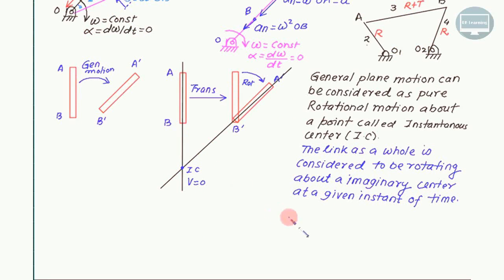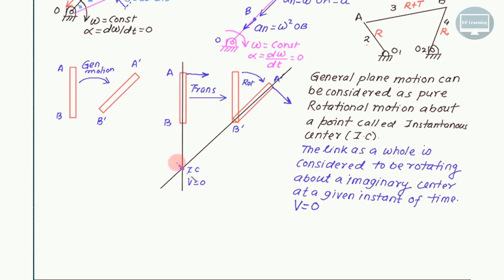And what is the velocity of this one? Velocity at this point will be equal to 0. Now though I have shown my IC outside here, IC can be inside or IC can be outside. You can locate IC just by drawing two perpendicular vectors. Suppose we know the velocity at this point and we know the velocity at this point. Suppose you know the velocity vectors and their magnitude.